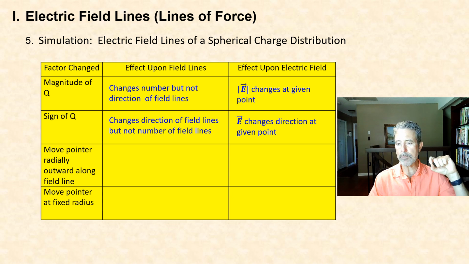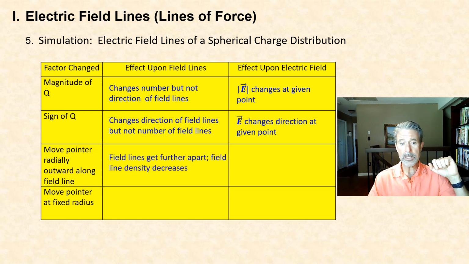What happened when we moved radially away from our spherical charge distribution? In other words, when we moved the pointer in the simulation radially outward along the field line. Well, we saw that as you move away from the spherical charge distribution, the field lines get further apart. In other words, the field line density decreased.